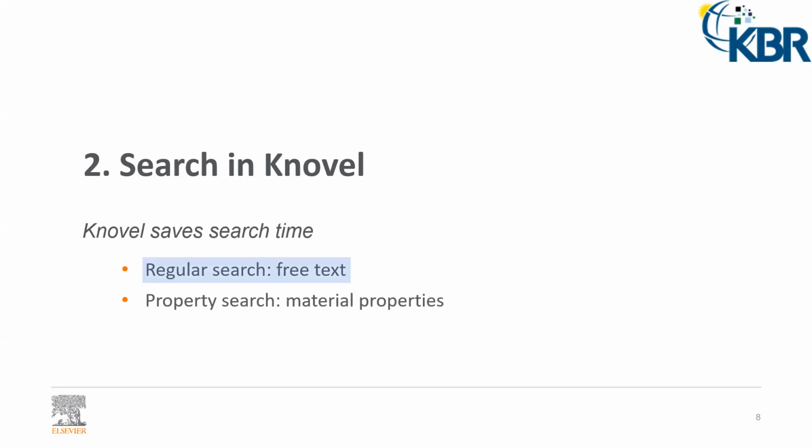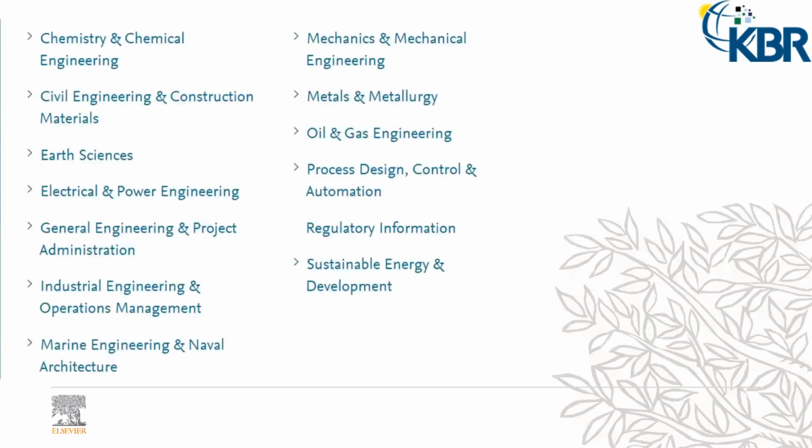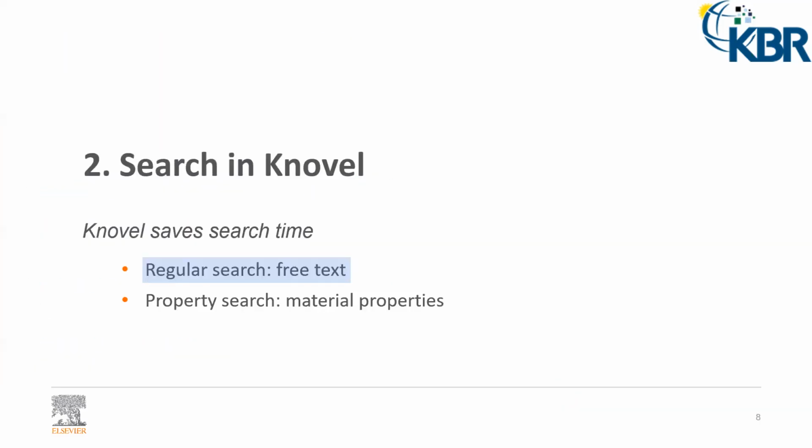Let's see how to search in Knovel. The idea is to save you a lot of search time, because most of the time you spend on searching instead of using the data. We have 2 kinds of searches. We have the regular search, which is the free text, and the property search, which is based on material properties.